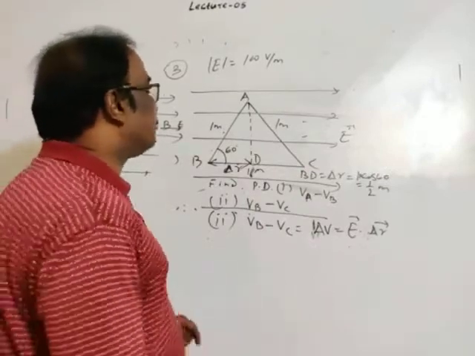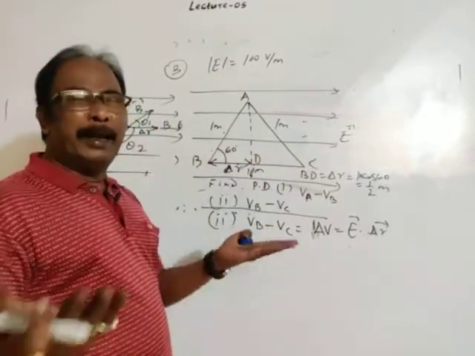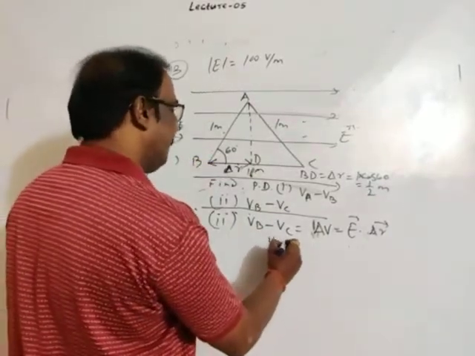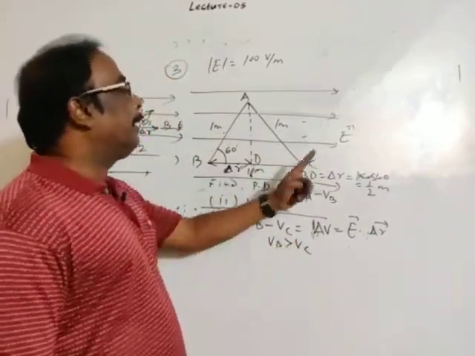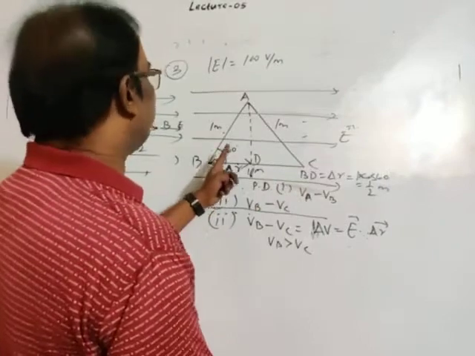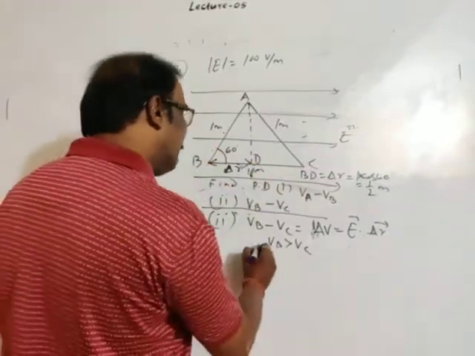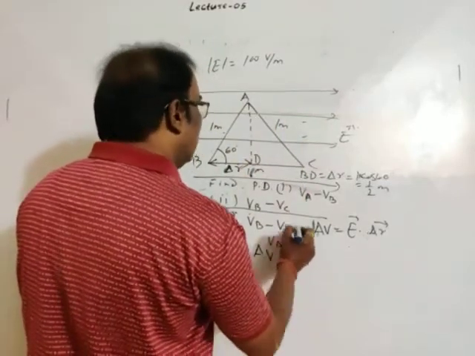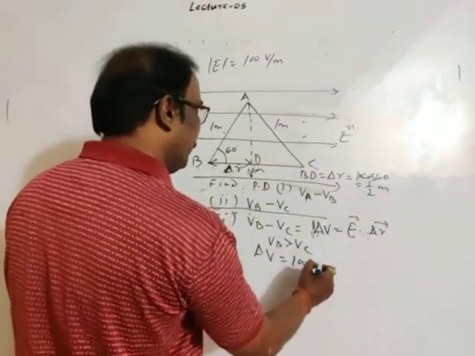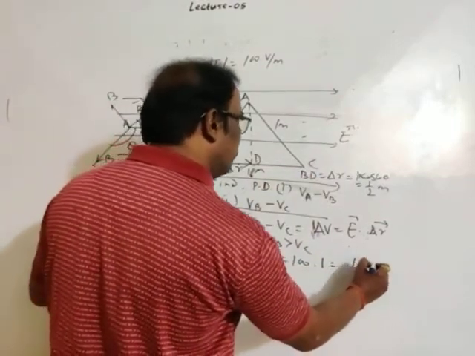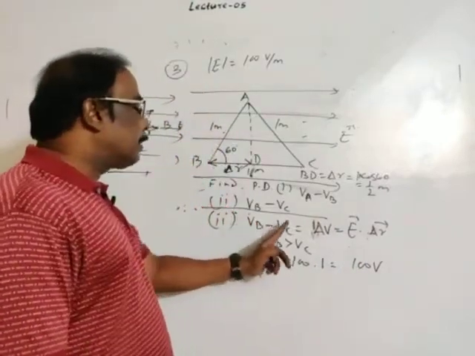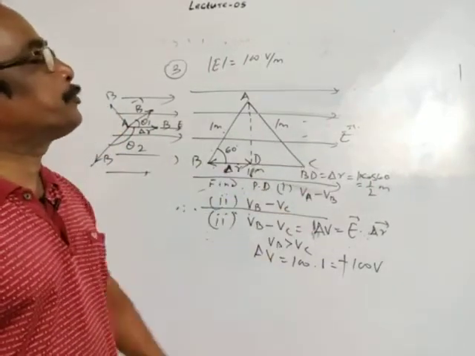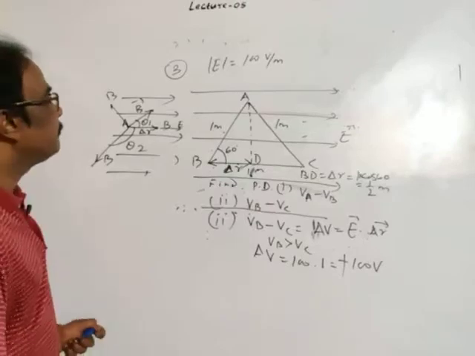Then VB minus VC. Potential decreases with increase in distance along the field, so VB is greater than VC. So delta V is E times distance. The electric field is 100, the distance is 1 meter, so 100 into 1 is equal to 100 volt. But VB is greater than VC, so it is positive. Okay. Next question.